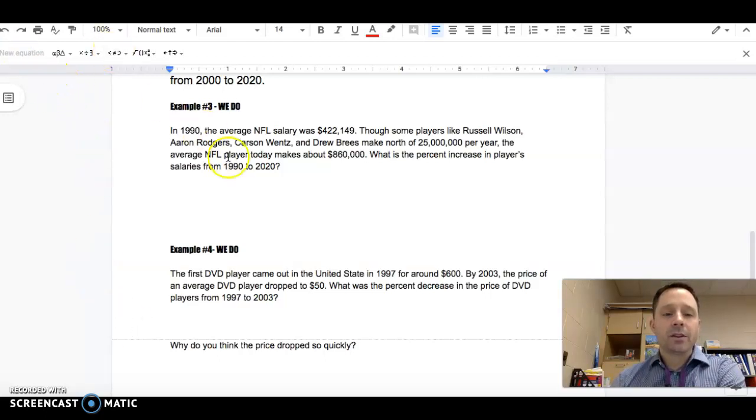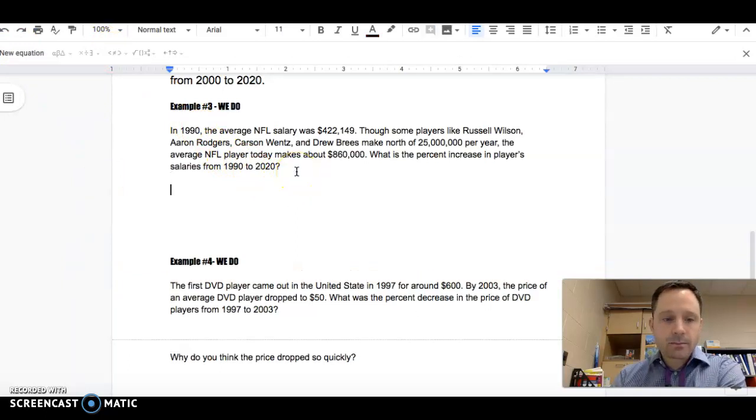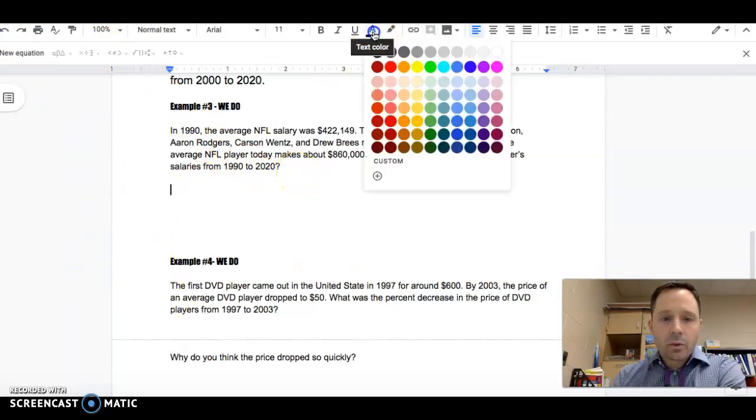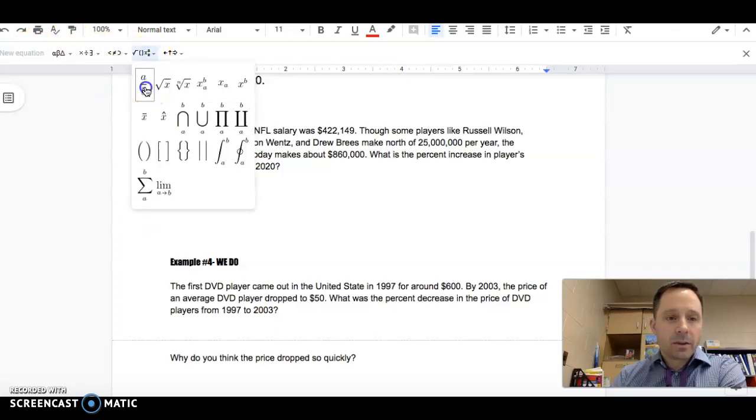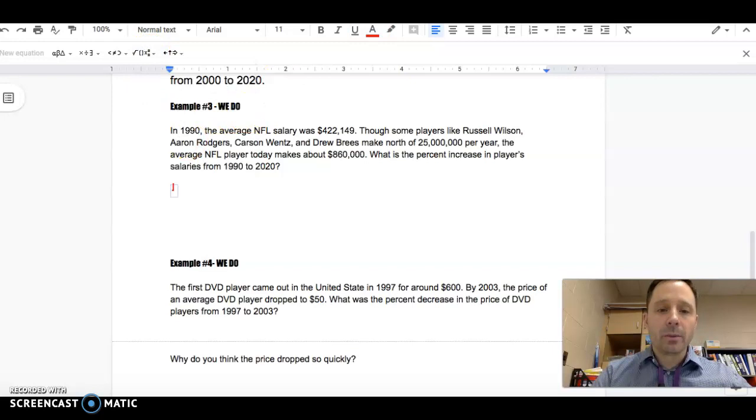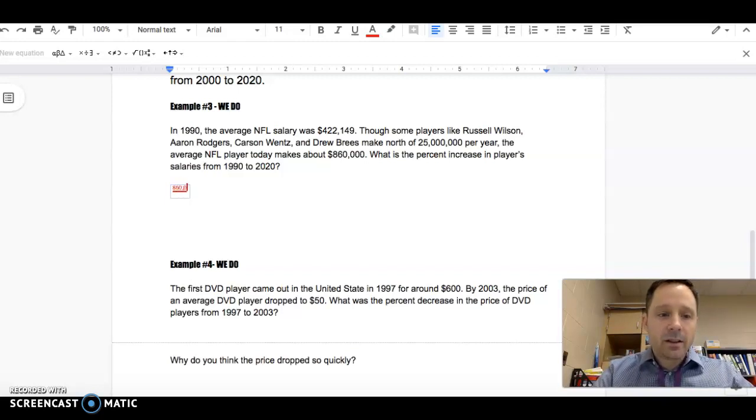Okay, so when we look at this, I'm going to change the color font here. Okay, so we got two numbers. So I'm going to take the bigger one, which is 860,000, and I'm going to subtract it from 422,149. Now I got to decide which number is going to go underneath to divide by.